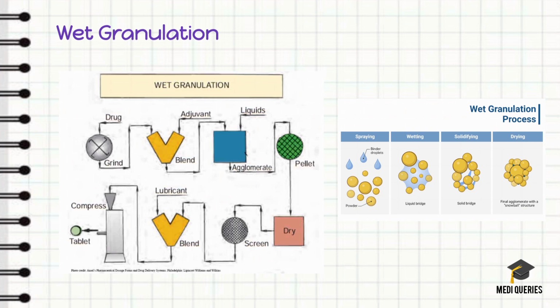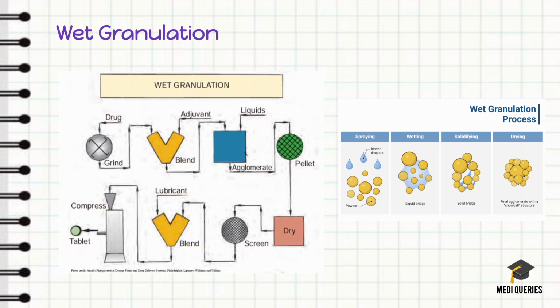Next are the advantages of the wet granulation method. Wet granulation offers several advantages. It mainly improves tablet hardness, content uniformity, and minimizes dust. It allows the use of fine powders that would otherwise have poor flow properties. The tablets produced are mechanically strong and less likely to chip or break. They also allow better control over drug release characteristics.